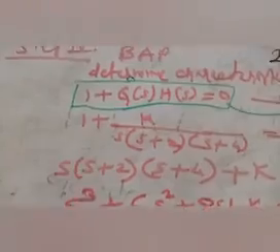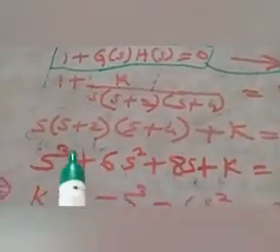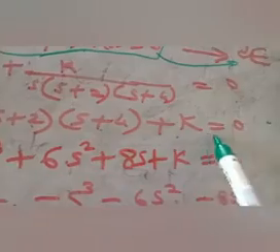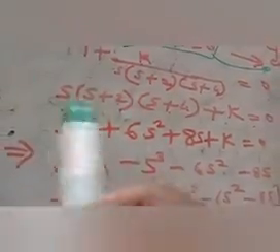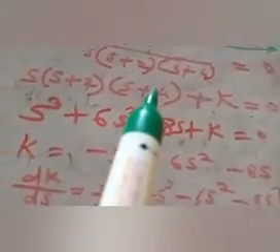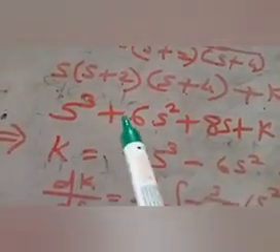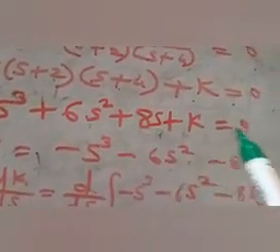So after transferring the term from numerator to denominator, we finally obtain s(s plus 2)(s plus 4) plus K is equal to 0. So multiply the s polynomial with all the elements. So finally we obtain s cube plus 6s square plus 8s plus K is equal to 0.